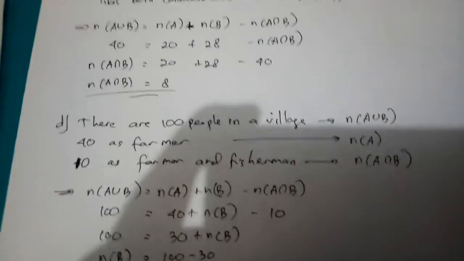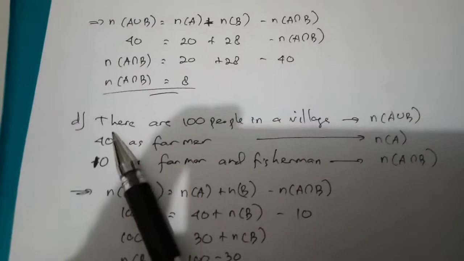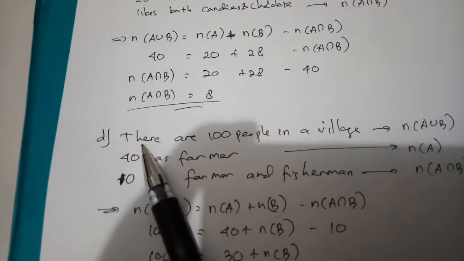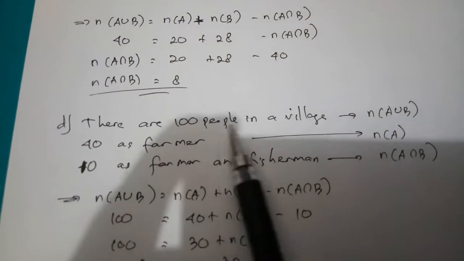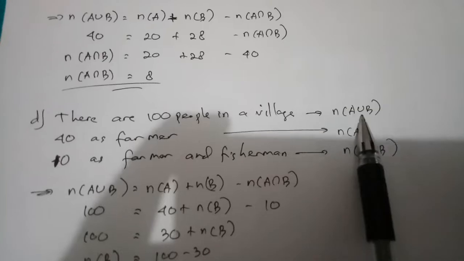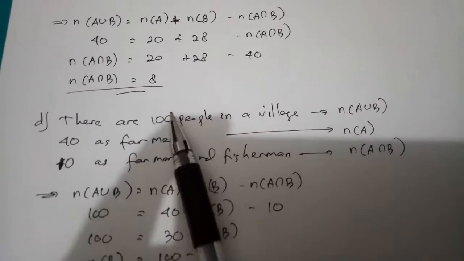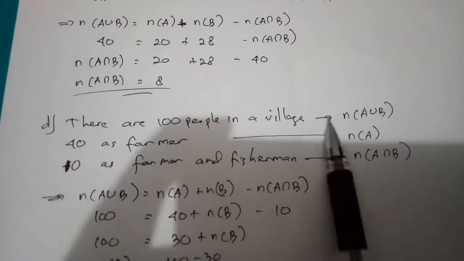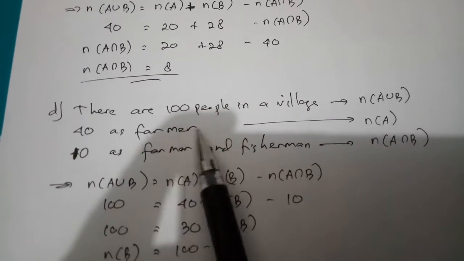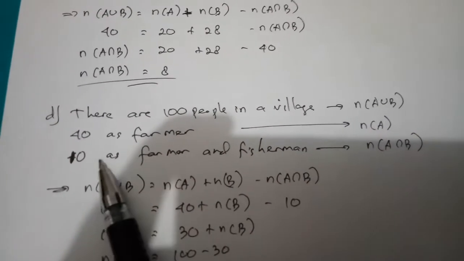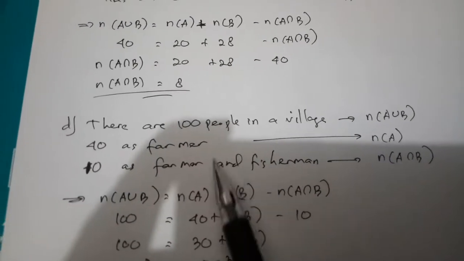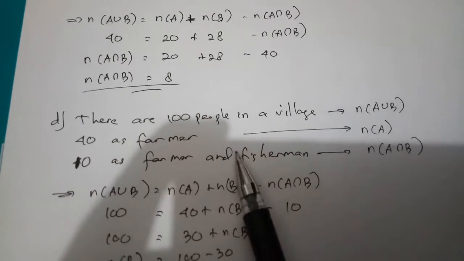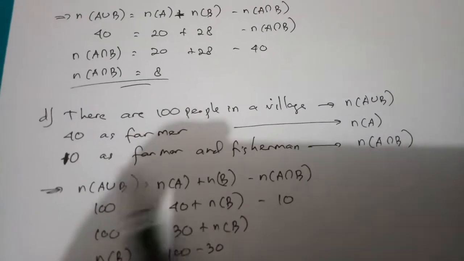Okay, the last one is for number 7D. Again, you write down the things that you know from the information in the questions. There are 100 people in the village, so it means that n(A union B) is equal to 100. So this is the union. If it says all of them, it means that this is the union. And then 40 farmers, let's say farmer is A, so this is n(A). And then 10 are farmer and fisherman, the word and here means that this is the intersection. So n(A intersection B) is 10.